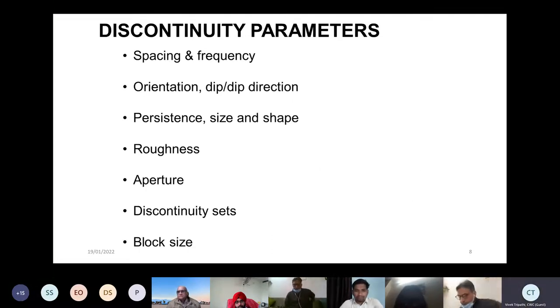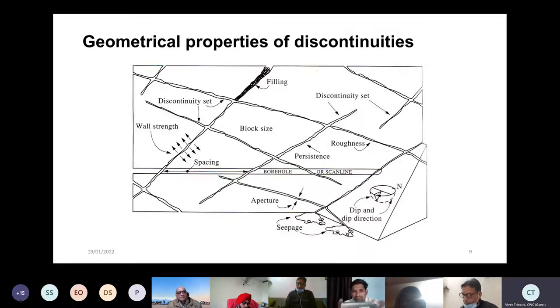Various discontinuity parameters are spacing of the joints, orientations, their dip and dip directions, persistence, size and shape, of course roughness of the joints, aperture, discontinuity sets, block size. Most of these points would have been covered in the previous lectures of yesterday. So if you see the sketch form, these are the discontinuities, and in discontinuities there are the filling materials, block size, apertures and seepage. All these affect our dam foundation.